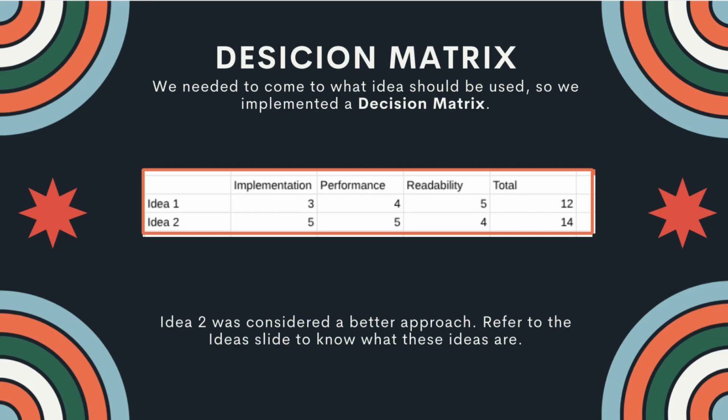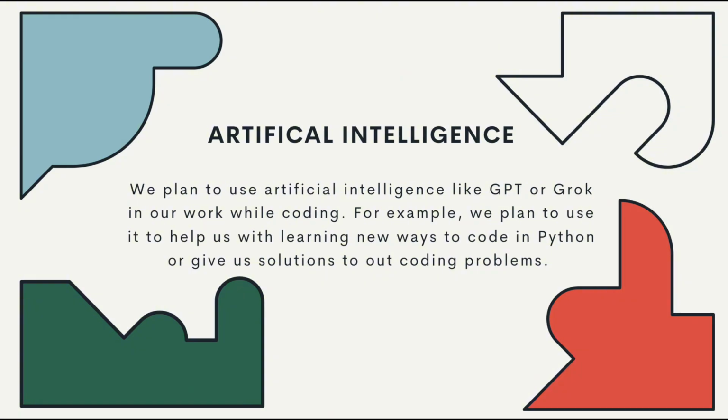One problem, though, is it could also mean writing more code, which might make it harder to debug later. So, as you can see, we used a decision matrix to decide between the two ideas. Overall, we decided to use idea 2 because it scored better. We used AI like ChatGPT or Grok in order to help us solve problems we had while coding.